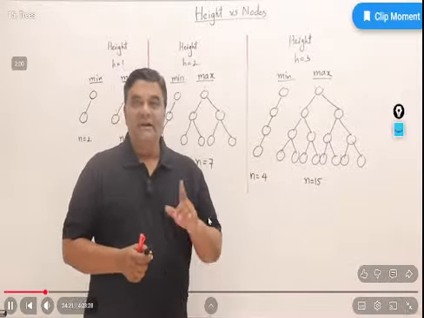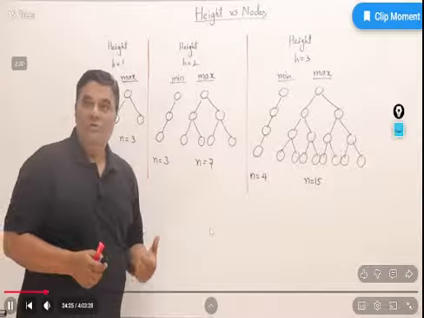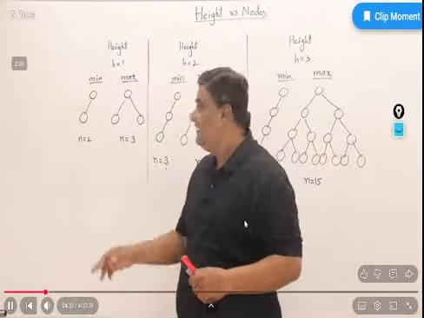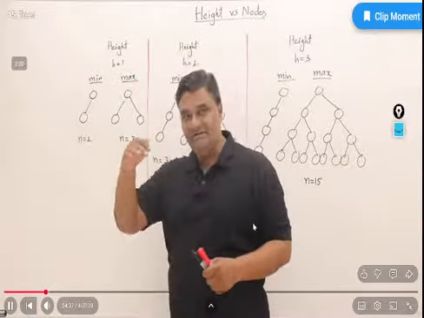So first, let us learn if height of a binary tree is given, then what could be the minimum number of nodes, what could be the maximum number of nodes? So already I have taken a few examples. Let us study these examples. Height of a binary tree is given, height is 1. So height starts from 0, right? So this is 0 and 1.